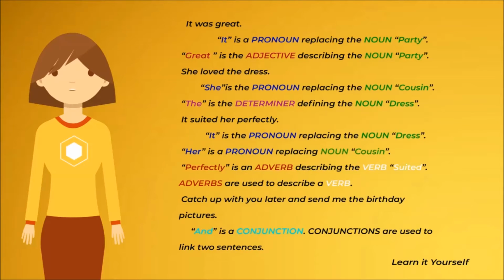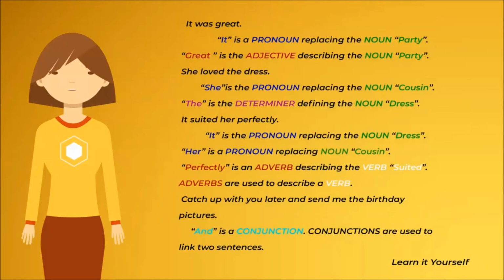It was great. It is a pronoun. It replaces the noun party. Great is the adjective describing the noun party. Next sentence is she loved the dress. She is the pronoun replacing the noun cousin. Instead of repeating cousin again, she is being used and hence it's termed as a pronoun. The is the determiner that is used to define the noun. The noun here is dress.